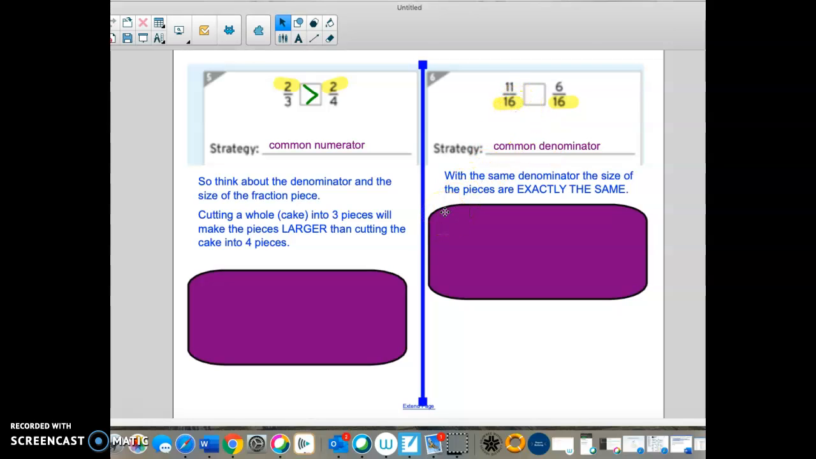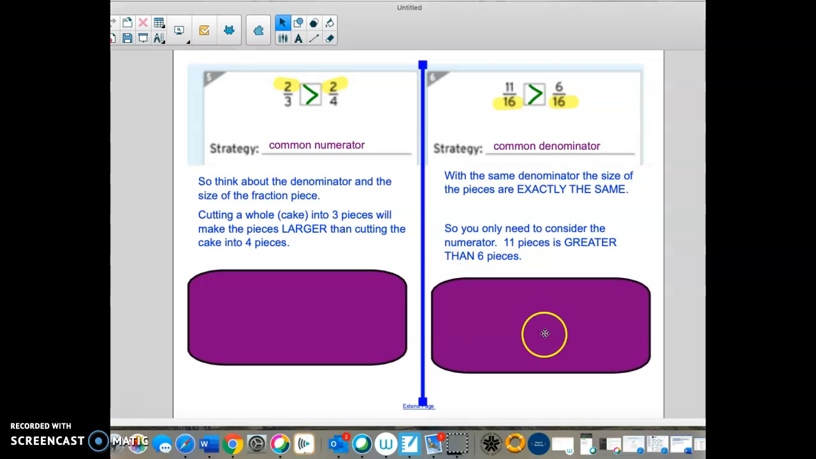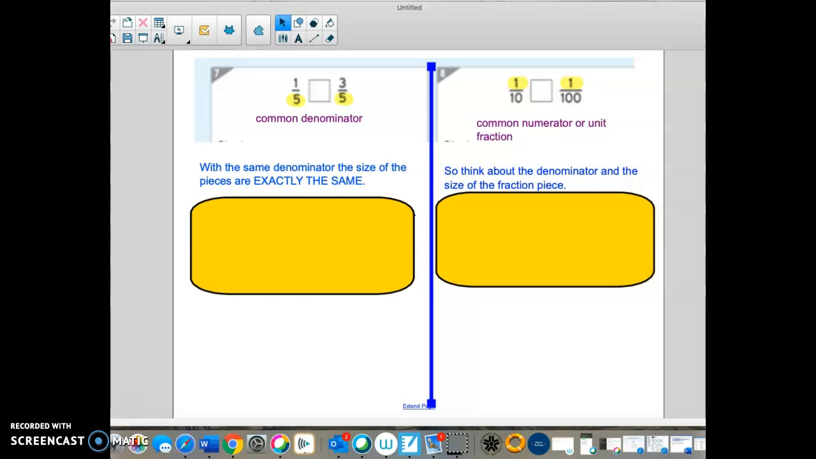This means that with the denominators the same, these pieces are exactly the same size. So if they're exactly the same size, we focus in on the numerator. 11 is greater than 6. So we would put in the greater than symbol. When you have that common denominator, you simply need to focus on the numerators. For 7, we've got common denominators again, focusing in on the numerators.